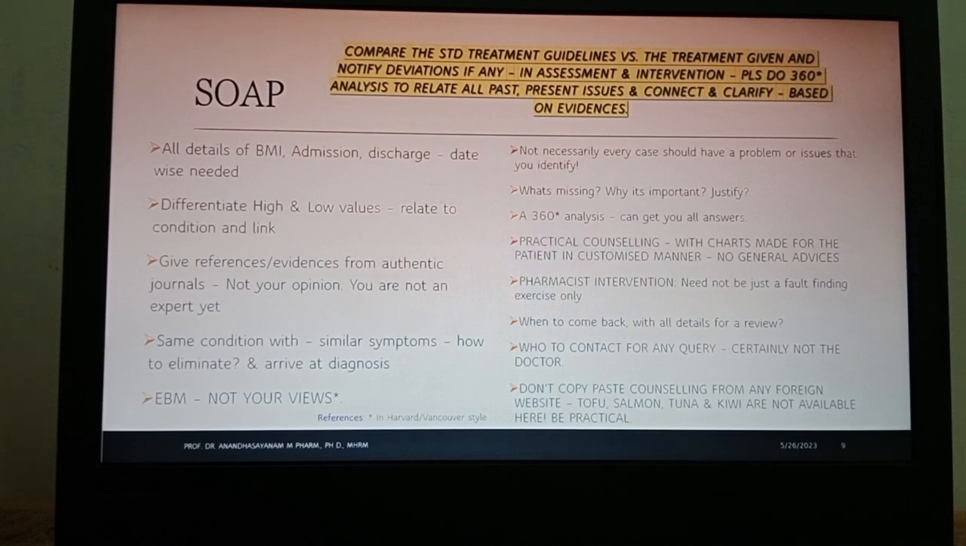Now, practical counseling with charts made for the patient in a customized manner, no general advice. Take fruits, drink adequate water, do exercise, decrease alcohol, walk 3 kilometers a day, take adequate sleep, do yoga. I'm very sorry, you should not do those things.